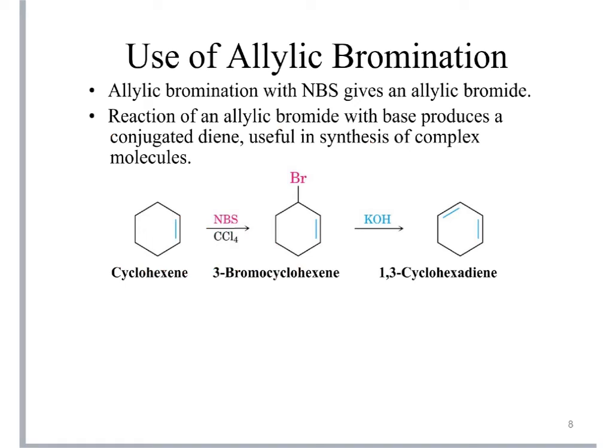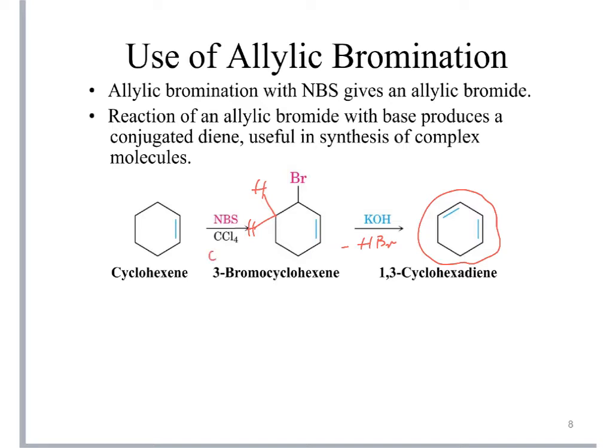This reaction is useful because allylic bromide can be successfully converted to conjugated dienes, and then conjugated dienes can be used in cycloaddition reactions. Base deprotonates an alpha hydrogen, alpha relative to the alkyl halide, and elimination of HBr gives us conjugated diene.